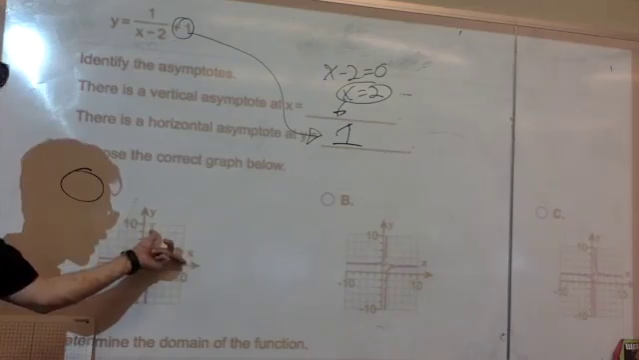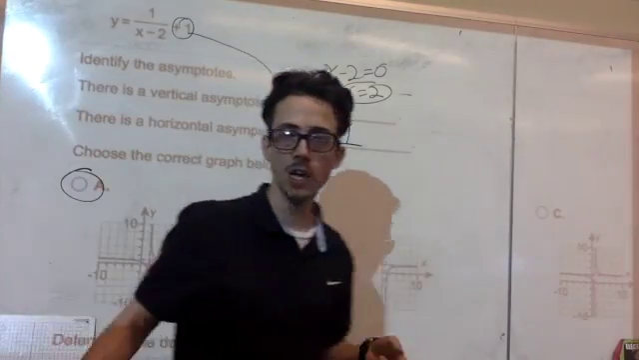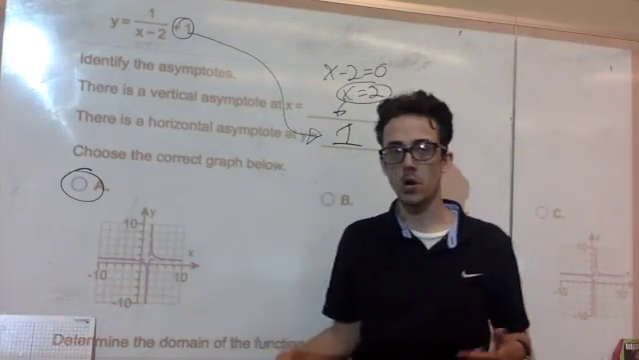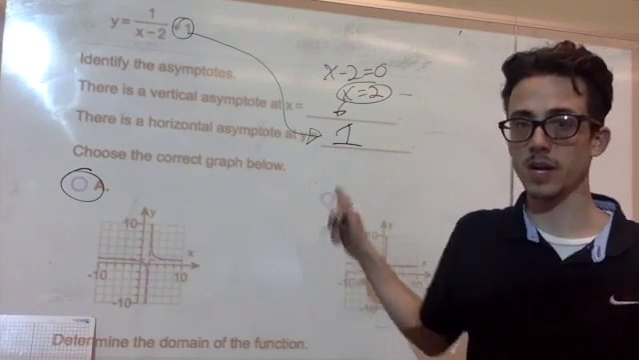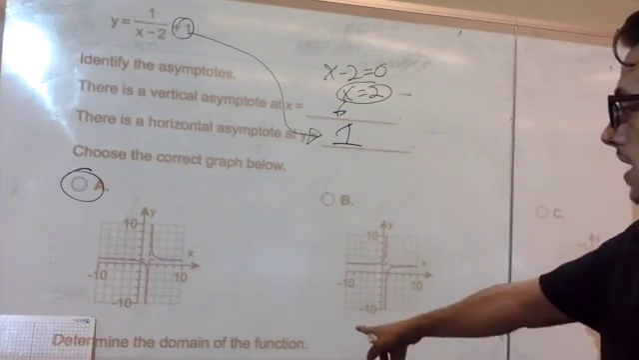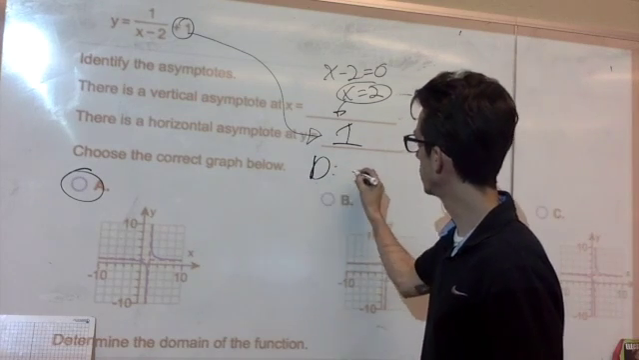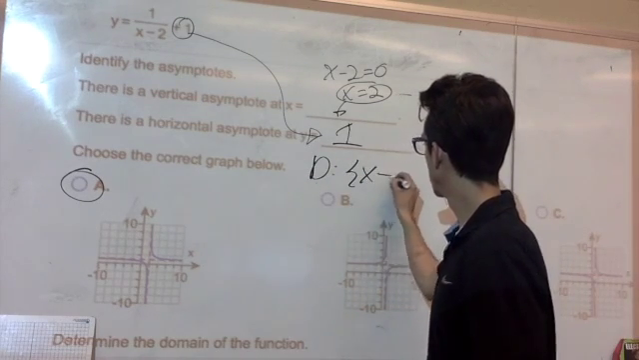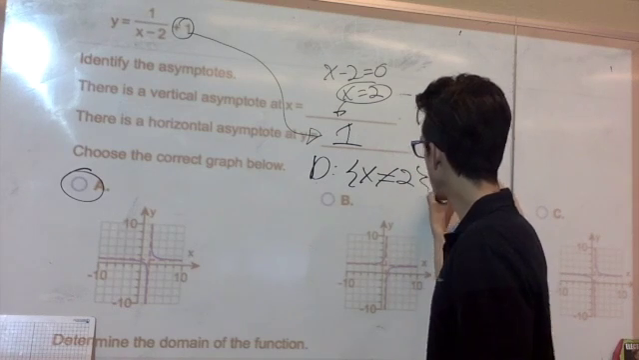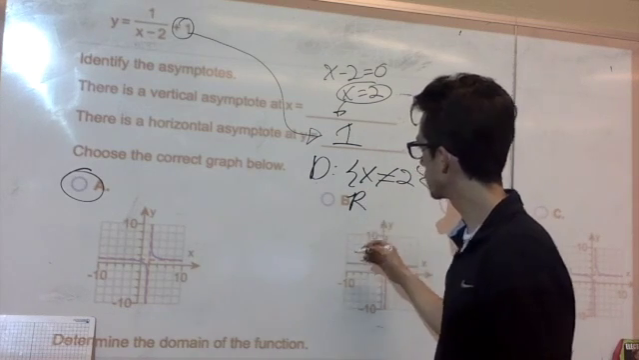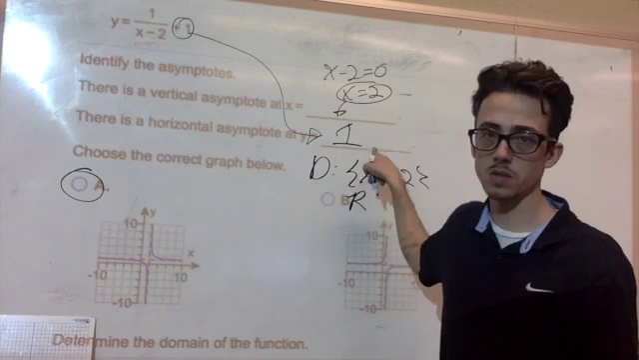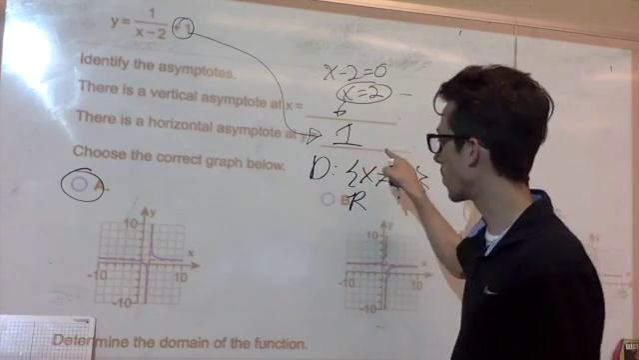I know that my branches are in the top right corner and the bottom left corner, so I know that this works because of the horizontal asymptotes. The domain is going to say that you want everything except where x equals 2. And I know that the range is going to skip over this horizontal asymptote here where y is 1.